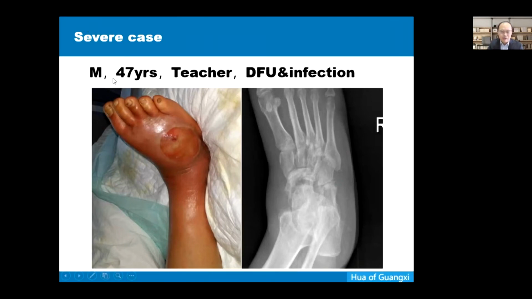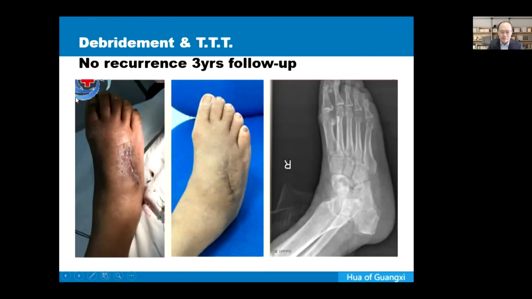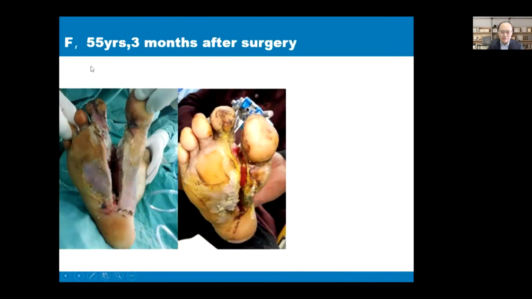You can see here very acute inflammation on the foot, and the 3-year follow-up is a good result. Here is another case, a very severe foot. You might say amputation, please; amputation is better, no need to treat. But in China, some patients don't want to amputate, so maybe we can perform some limb salvage. You can see here we performed the TTT surgery. Good result.